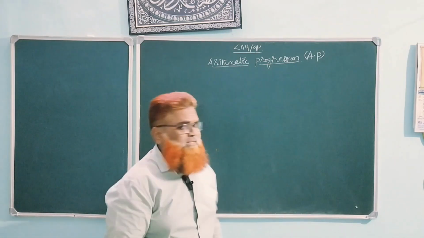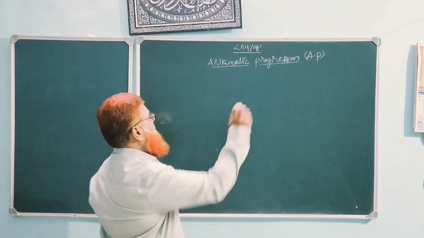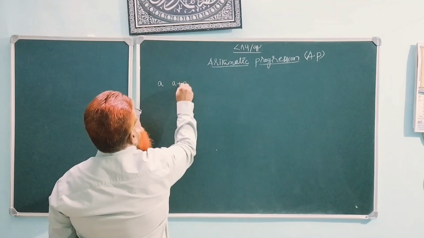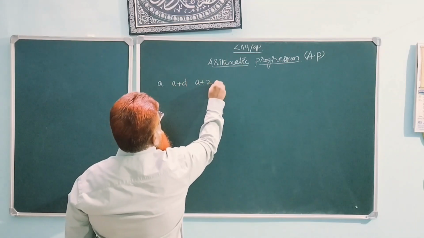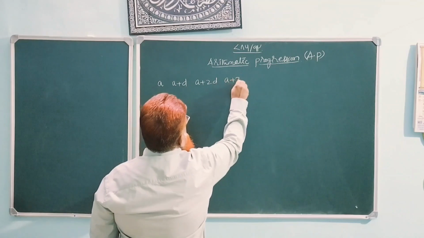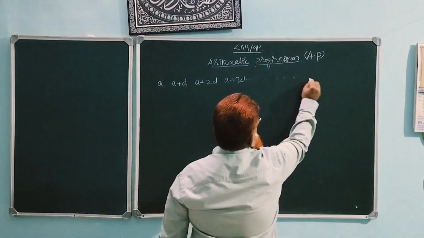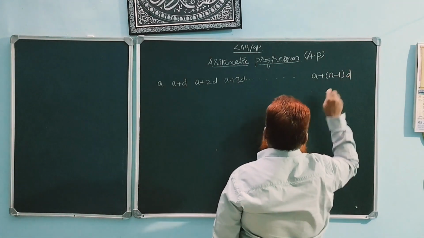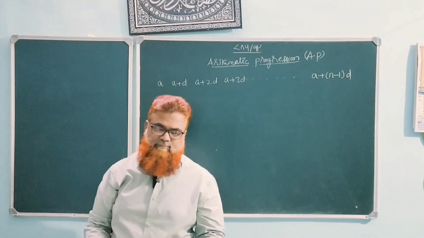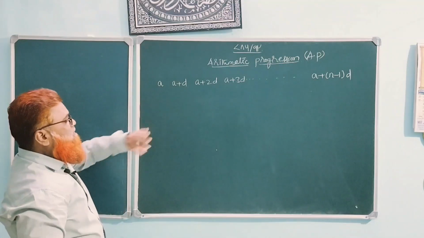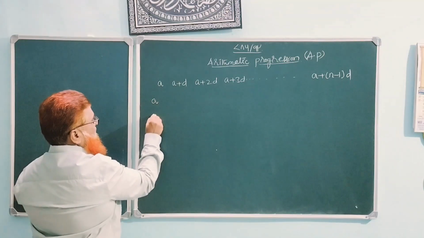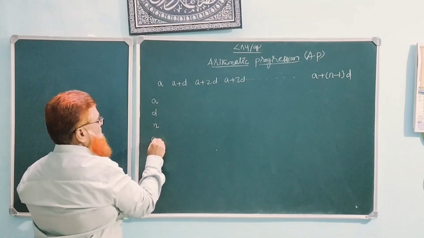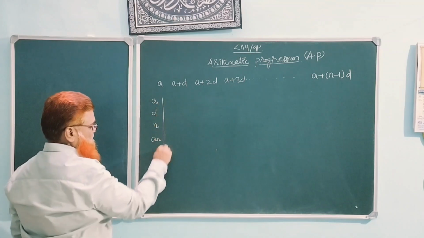What is the general form of an AP? Let's recollect once again: a, a plus d, a plus 2d, a plus 3d, etc. The last term, that is the nth term, is a plus (n minus 1) into d. The first term is a, the common difference is d, the total number of terms is n, and the last term is a_n. Okay, we know this much.